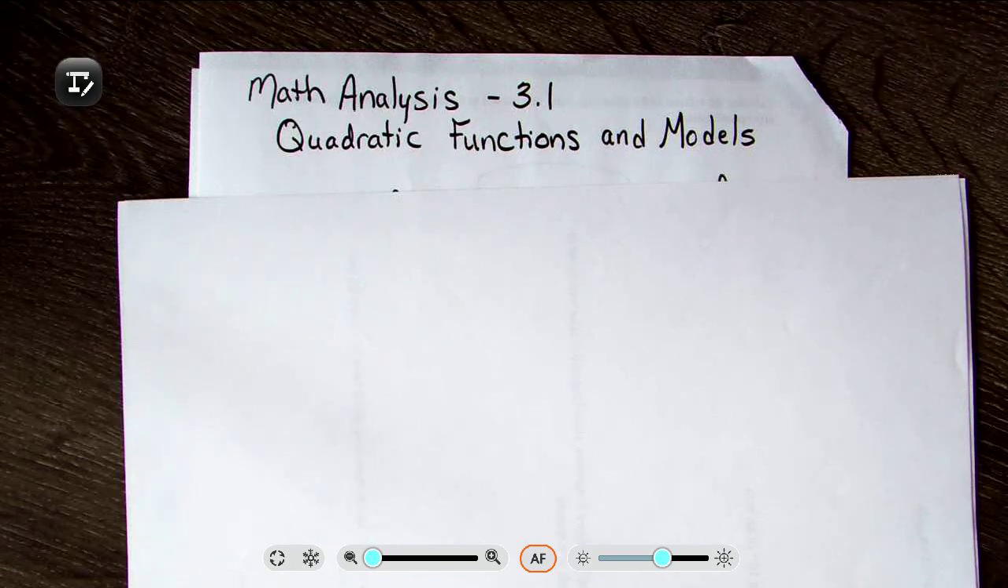Hi everyone, we're going to be starting chapter 3. This is section 3.1, which is on quadratic functions and models.